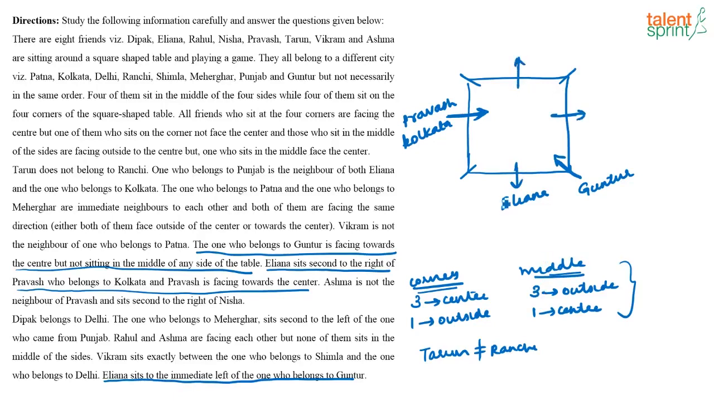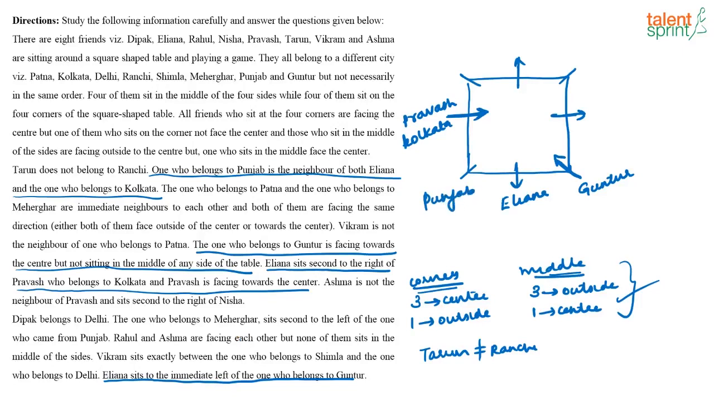See, they have given here, when it comes to the middle seats, 3 are facing outside and only 1 is facing center. So if Pravash is the one who is facing center, all these 3 are going to face outside. So I have made use of this information now. So this is Eliana and this is Pravash. Then there was something about Punjab, right? What did they say? One who belongs to Punjab is the neighbor of both Eliana and the one who belongs to Kolkata. So this has to be the person who belongs to Punjab.